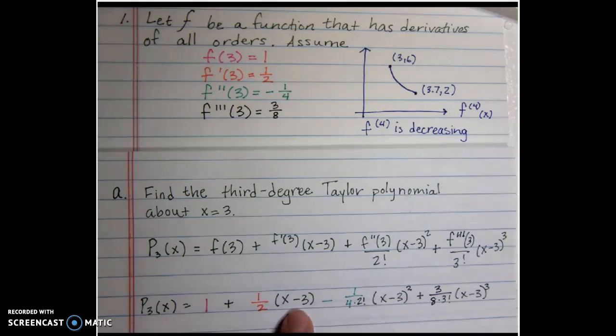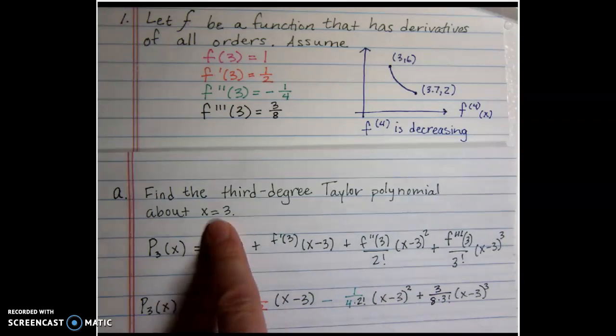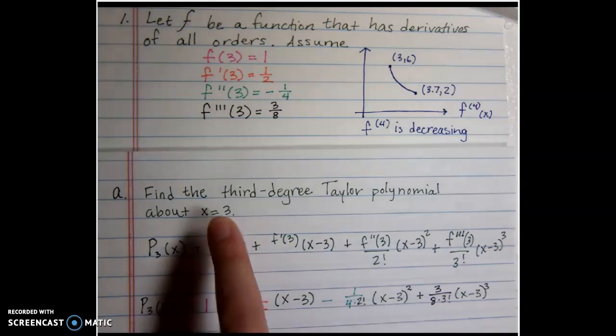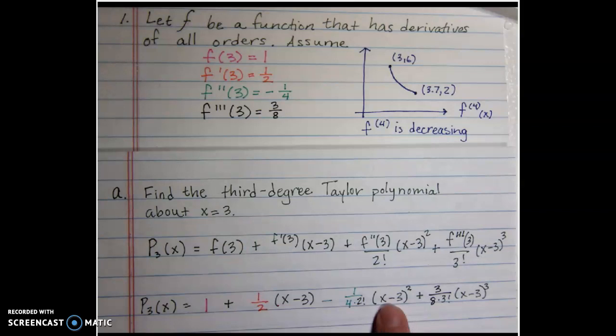Make sure that you're shifting your polynomial because you're not centered at 0. It's not a Maclaurin polynomial. It's a Taylor polynomial. You're centered at 3, so each of these terms needs to be shifted. It's easy to forget that. That's how you do part A.